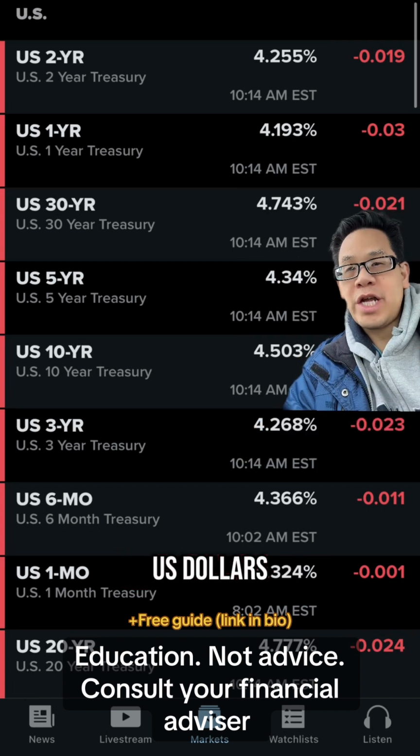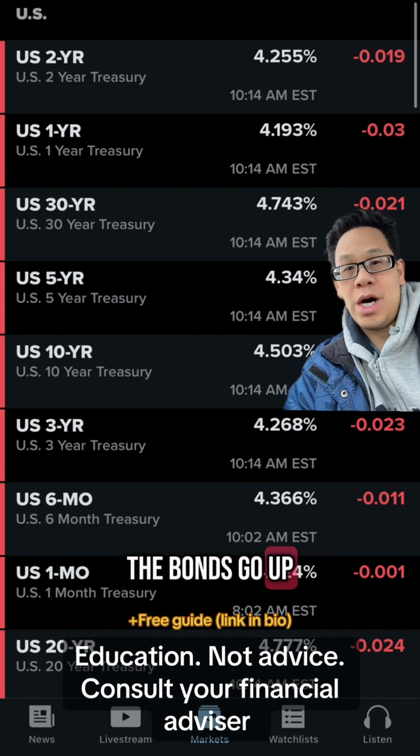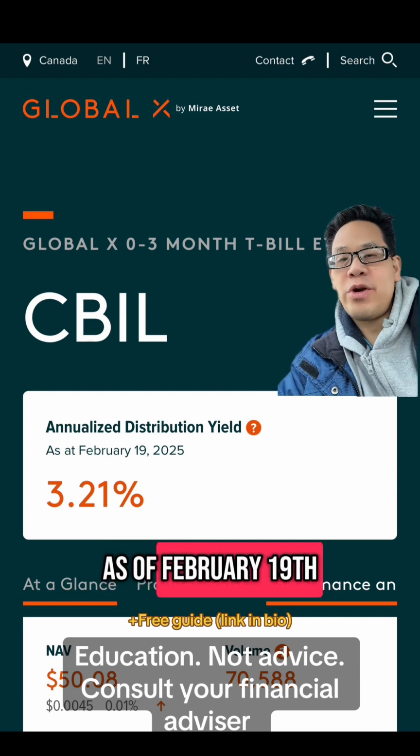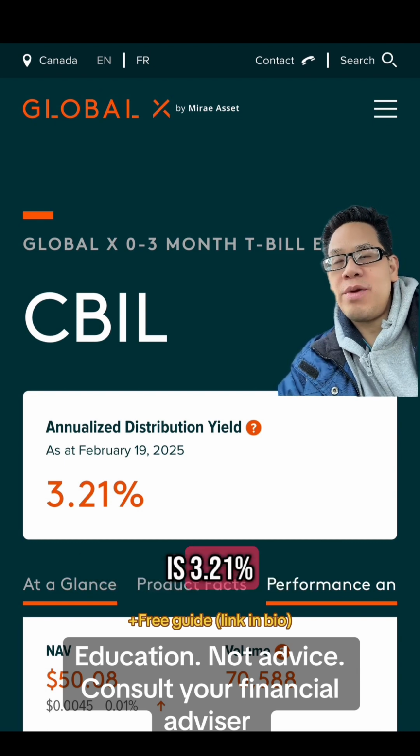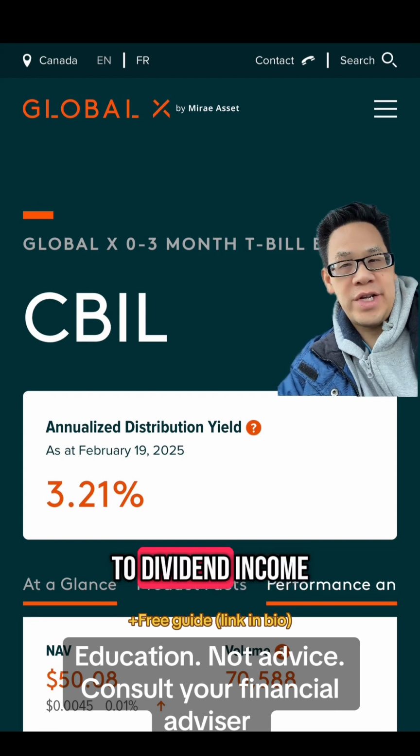Traded in US dollars. And remember, when the interest rate goes up, the value of the bonds go down. And if the interest rate goes down, the value of the bonds go up. The Canadian equivalent trading in Canadian dollars is CBIL. As of February 19th, the distribution yield is 3.21%. Again, this is from a bond, so it's interest income as opposed to dividend income from a company.